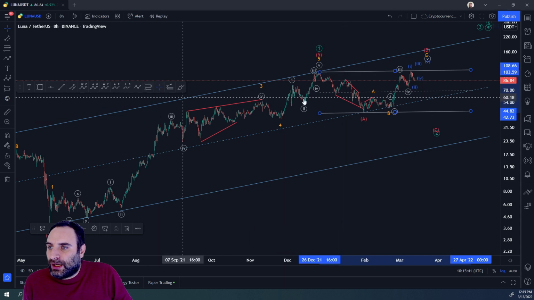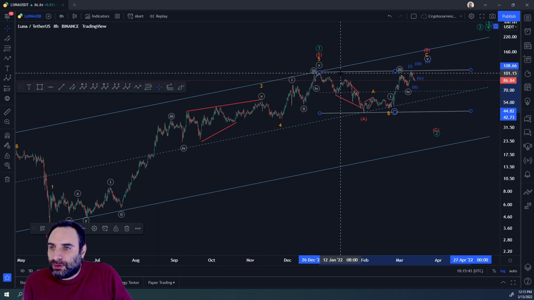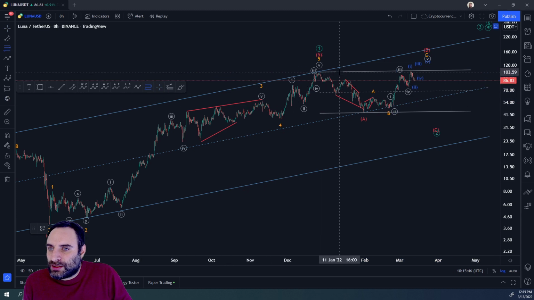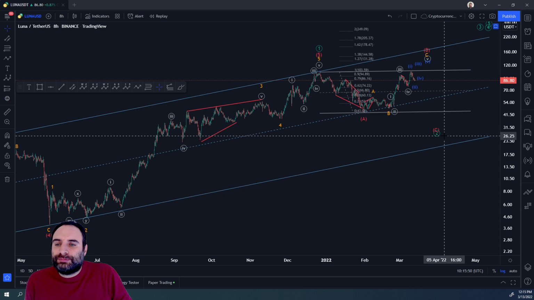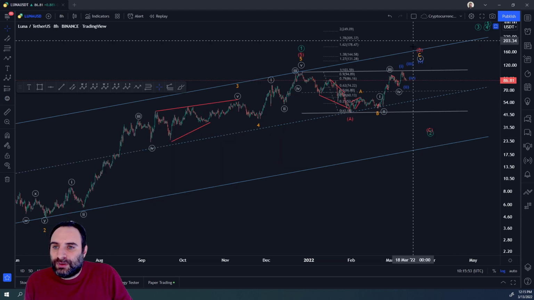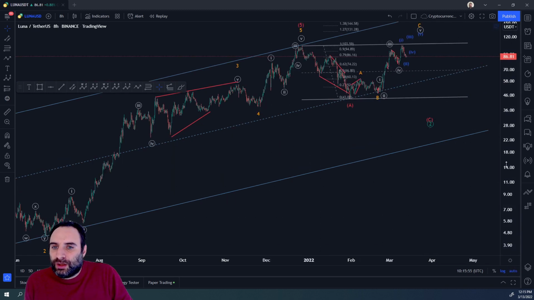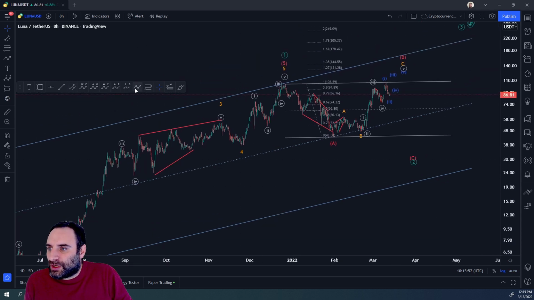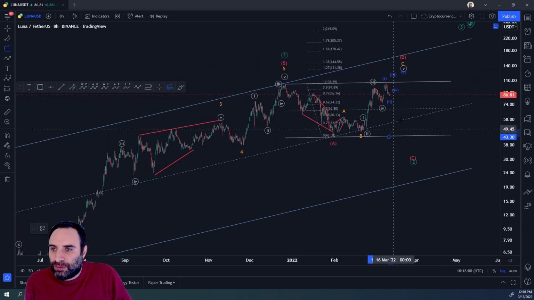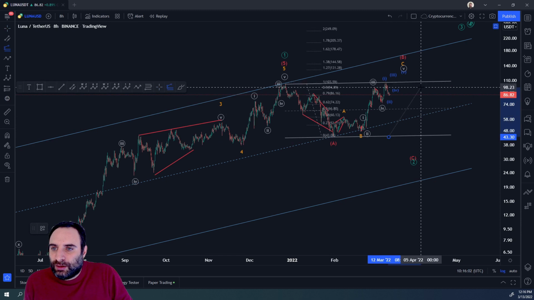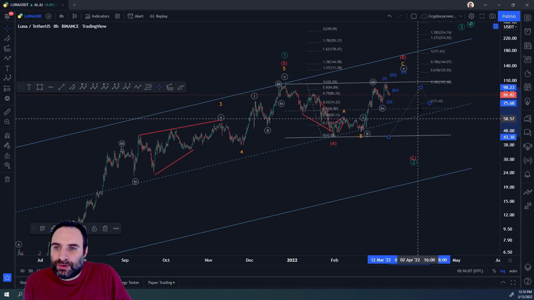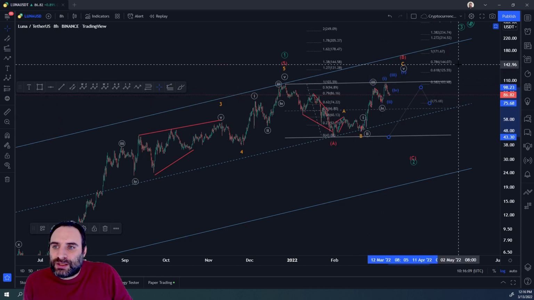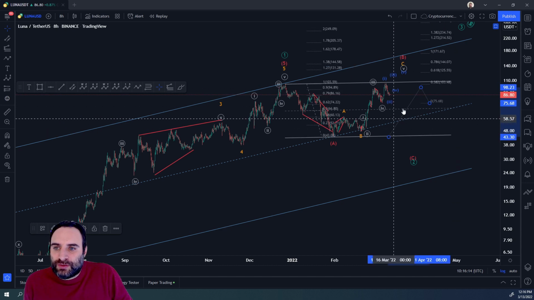Now, looking at limitations, Luna can still go up to the 144 and be valid for a flat. So since we have 144 as a potential limitation, like the top, the peak, if we look at the structure internally in wave C and we look at 1, 2, and 3, and 4, we also can see that 144 is the 0.786 Fibonacci extension of these waves.